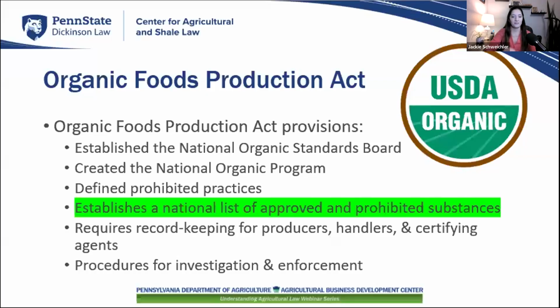Moving on. Okay, so next on our list of provisions with the Organic Foods Production Act is the national list of approved and prohibited substances. You can see on this, we kind of skipped some of these provisions. We don't have to talk about all of them. Again, I'm just trying to do a quick overview of organics before we get into the pesticide drift section.